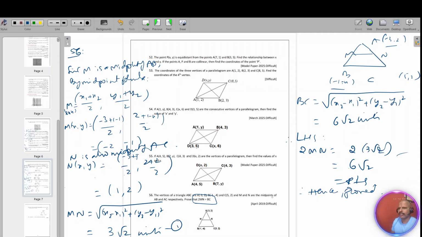Clear? Only thing is you have to identify M and N are midpoints. They are given actually. It's not that you have to identify. They are given M and N as midpoints. Using the midpoint formula, find M coordinates. Using the midpoint formula, find N coordinates. Then find the distance of MN using the distance formula. BC, you find the distance. Just adjust the LHS and RHS to get the required values.